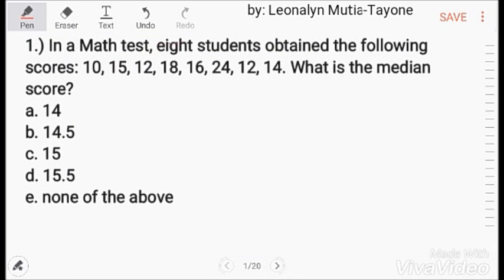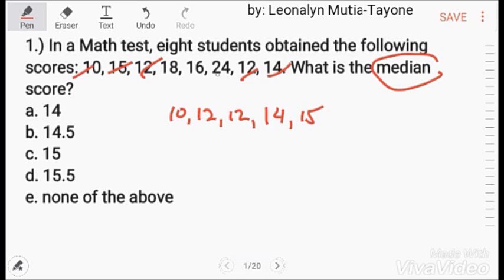Number 1. In a math test, 8 students obtained the following scores. What is the median score? Median means yung nasa gitna. So, ang gagawin natin ay i-arrange natin itong numbers na to from 10. Next is 12. Dalawa ang 12. Next is 14. And then 15, 16, 18, and 24. So, alin dyan ang nasa gitna?